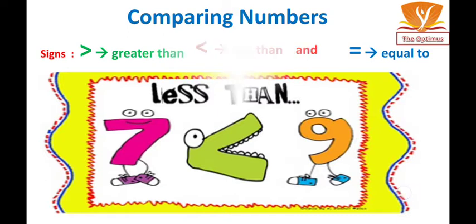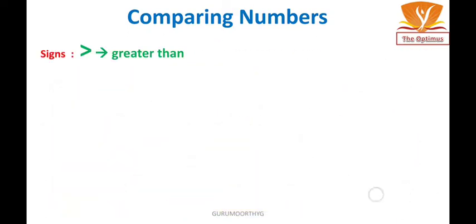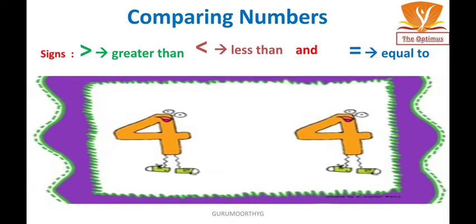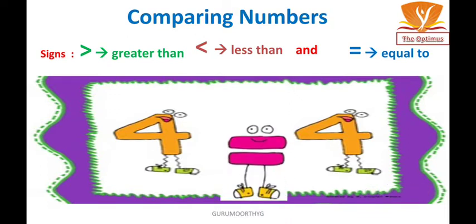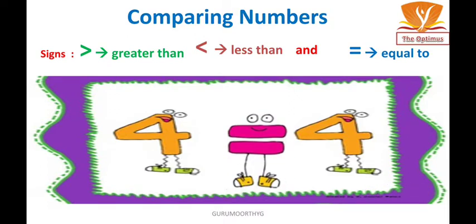And in the next case, we have 4 and 4, on the left as well as the right. So, where will the mouth open? The alligator will not decide. So, we use the equal sign when we have equal numbers. The equal sign is used between two equal numbers. We say 4 is equal to 4.